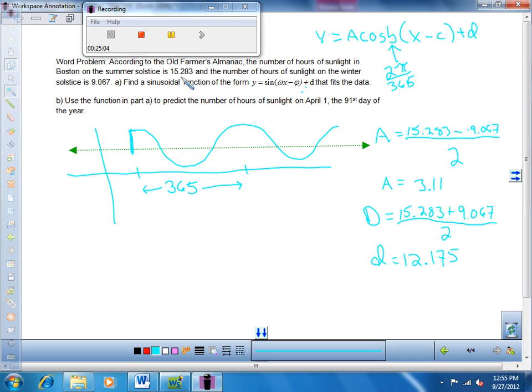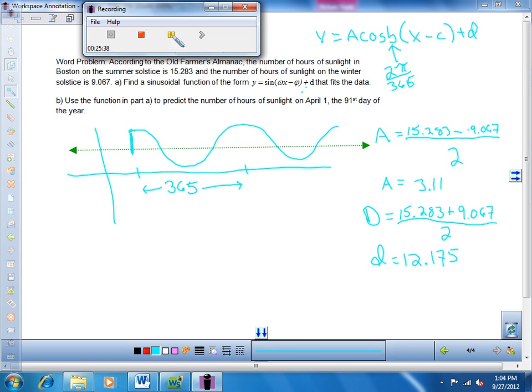Here's the function. So this would be June 21st, which is half of 365. Let's just pretend that that's the 183rd day. Okay? Okay, so you understand where I got that from? Does that make sense? Wait a minute.